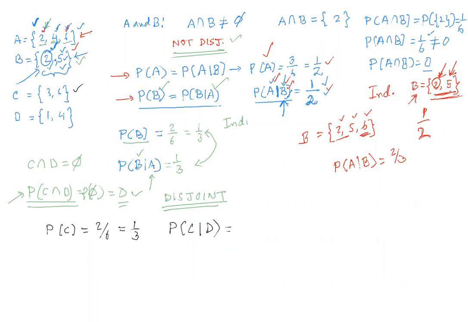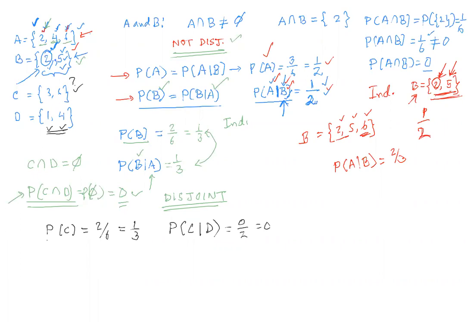Exactly. Thank you, Adrian. See, if I know that D has happened, right? That means it will be either 1 or what? 4. If I know that D has already happened, the outcome is either 1 or 4. But either of these outcomes doesn't make C happen, right? Because 1 and 4 are not in C. So it's 0 out of 2 or 0.